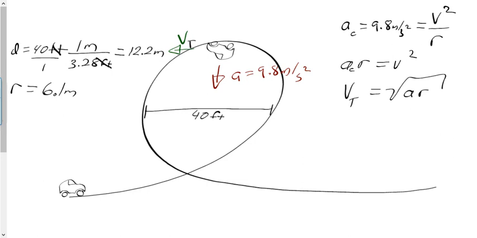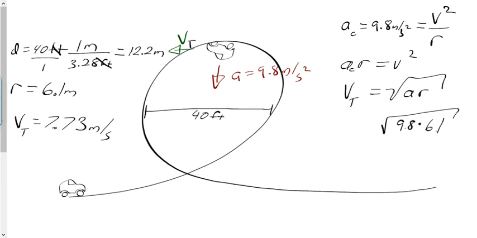So that's going to give us a value of the velocity along the tangent at the top equal to 7.73 meters per second, because we have 9.8, right? This is 9.8 times 6.1, and take the square root of it, that's going to give us the velocity at the top. So the velocity at the top, 7.73 meters per second.